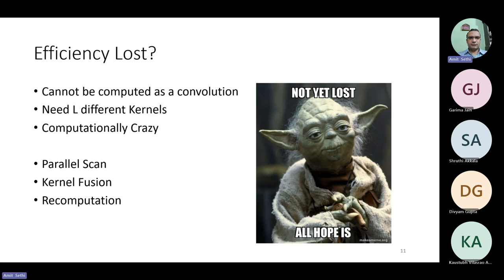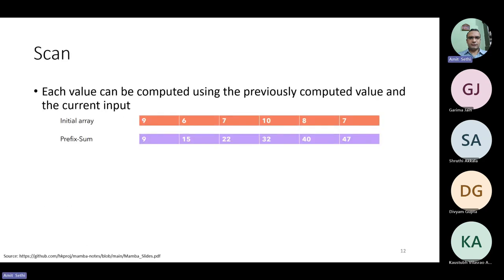So these are the three things that they do to make the model run actually faster and efficient. The first thing is parallel scan. Second is kernel fusion. And third is recomputation. Does anyone know parallel scan? Computer science people might know that. So what is scan operation? A scan operation is an operation where each value in a sequence can be computed using the previously computed value and the current input. So prefix sum is an example of a scan operation.